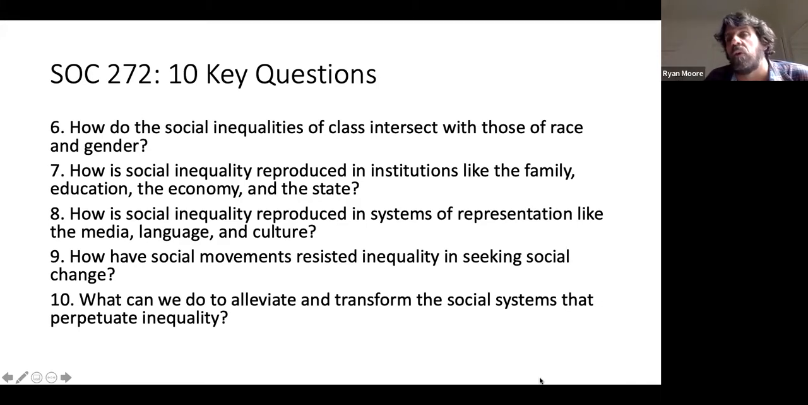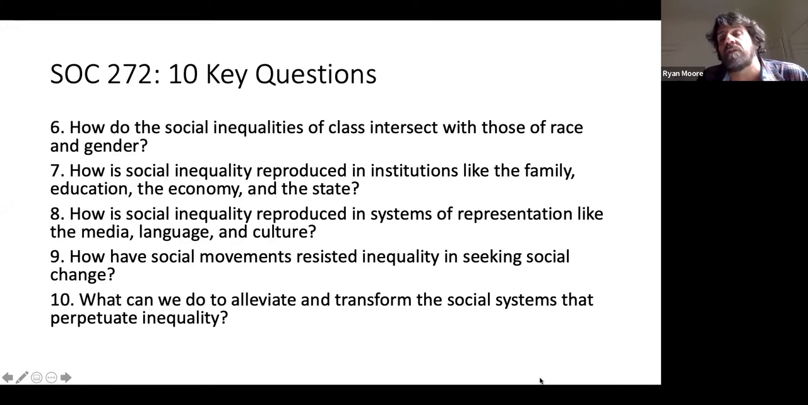And certainly we'll have many readings, and many of the films that we will watch will look at this kind of intersecting matrix of domination that includes class, race, and gender as inseparable dynamics of oppression and exploitation.